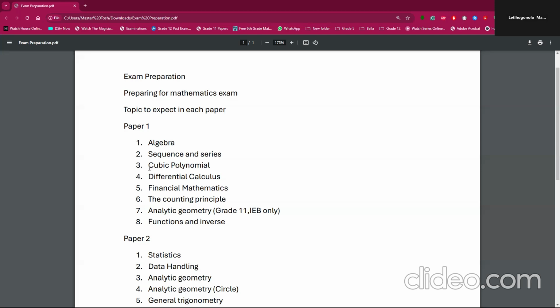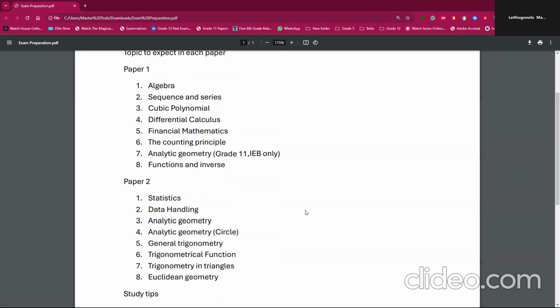We have the counting principle that looks at probabilities and the many ways in which we can do something if we're given more than one option to do it. We have analytic geometry. This is only for grade 11 IEB, and they'll be doing mostly grade 11 IEB. So your line, finding the gradient, understanding that if two lines are parallel, it means that their gradients are the same, the midpoint, and all of that. And the last one we have is your functions and the inverses. Mostly here, you'll be looking at your log graphs and your exponential graphs.